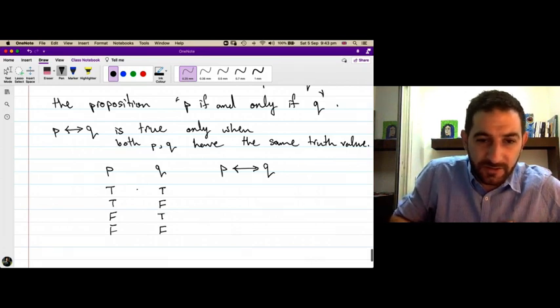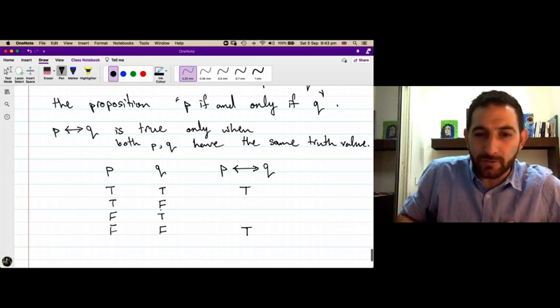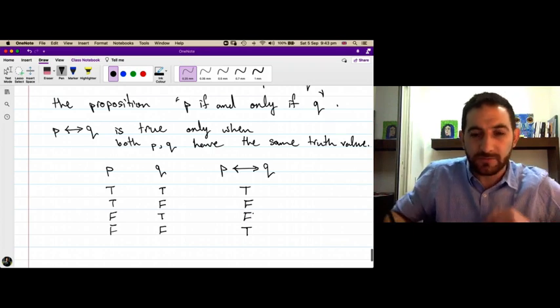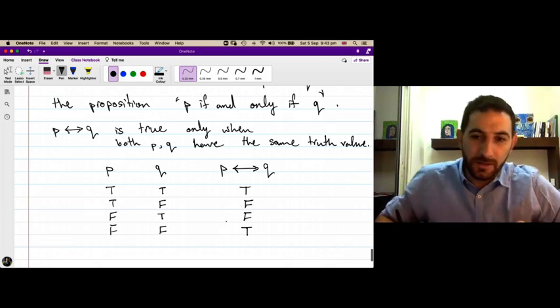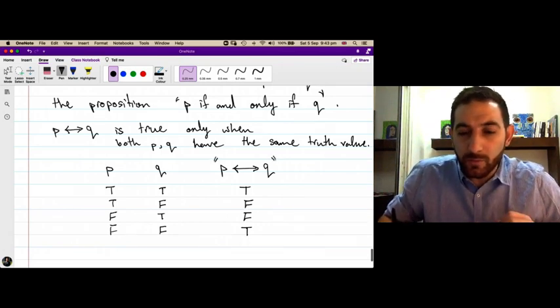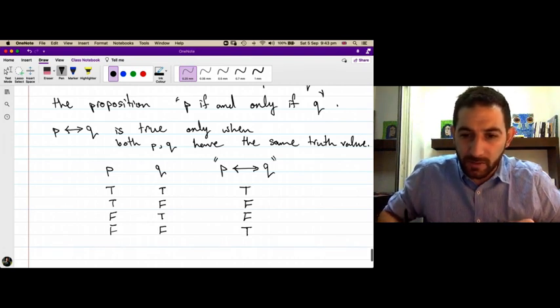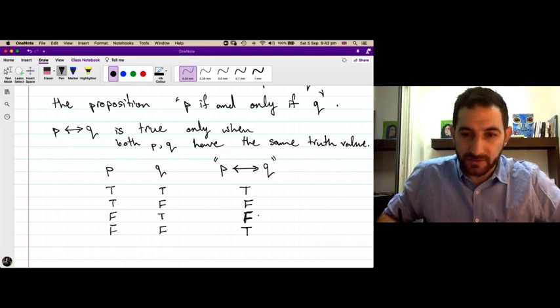So here in the first row both are true, so it's true. In the last row both are false, so again because they have the same truth value it is true. In the second row and third row they have different truth values for P and Q. So here P if and only if Q is false. Okay, so we want this new statement to be true only in two cases, when both are true or both are false. Otherwise, when one is true and the other is false, we declare it to be false.